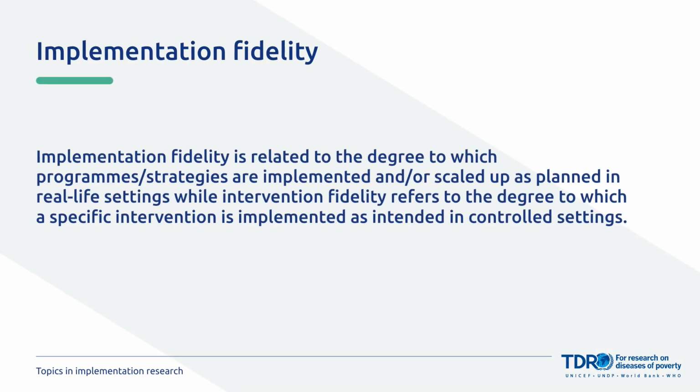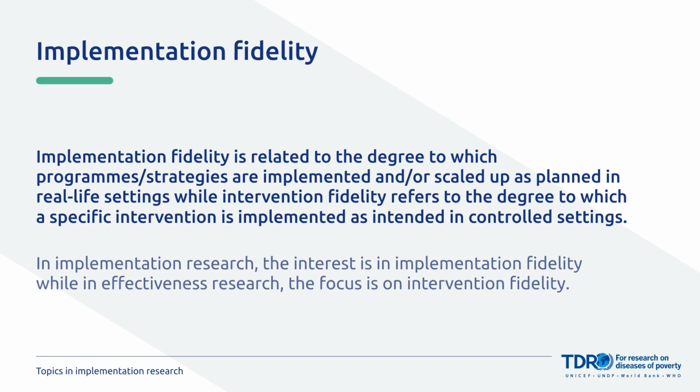Implementation fidelity is related to the degree to which programs were implemented and/or scaled up, as planned, beyond controlled settings, while intervention fidelity refers to the degree to which a specific intervention is implemented as intended in controlled settings. In implementation research, the interest is in implementation fidelity, while in effectiveness research, the focus is on intervention fidelity.